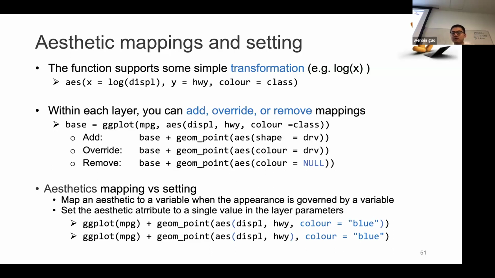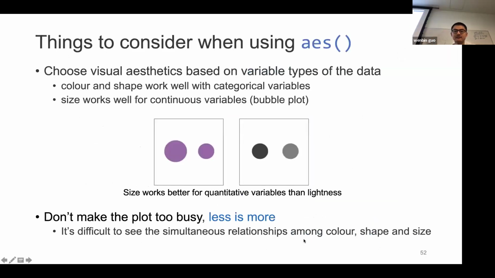So the difference between aesthetic mapping and setting is that in aesthetic mapping, you always put the variable and also another variable or even a constant within the aes function. For a setting, it's usually outside the aes function. So whenever you use the aes function, it's a mapping. If you don't want to set the mapping, then just put it outside.